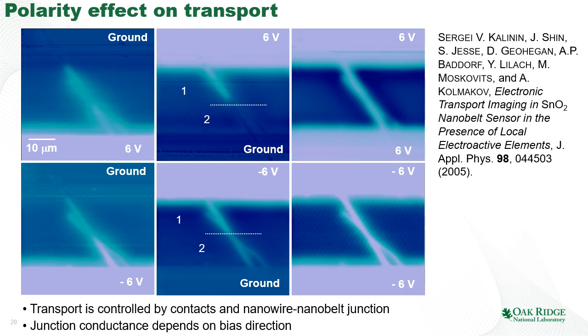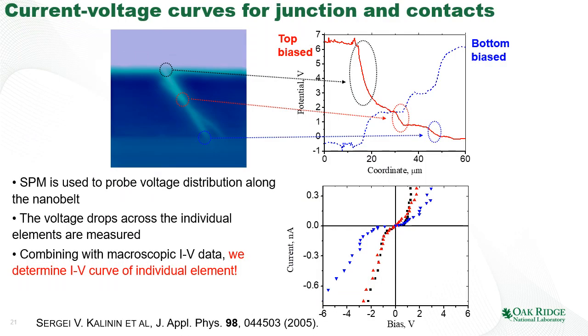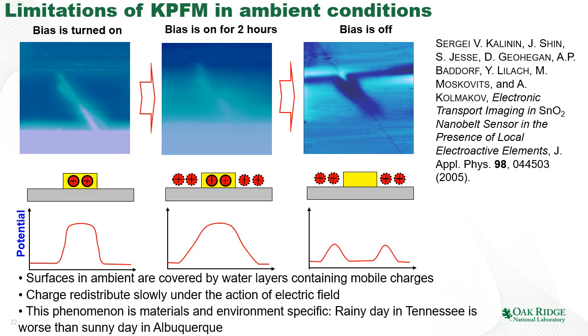Nonetheless, in this measurement, I can resolve well the potential drops in the system. So I can find the potential drop at the top electrode, I can find the potential drop at the bottom electrode, and I can find the potential drop on this particular junction. And if I have the macroscopic IV data, so I know the potential drops at individual elements, but I also know the total current flowing through the system, I can easily reconstruct the current voltage characteristics of individual structural elements. So I have the individual IV curve for each of these three significant elements of the equivalent circuit. Of course, in the macroscopic measurements, I will have only the combined effect, and I will have no way to separate the individual contributions. Now, the important note of warning.